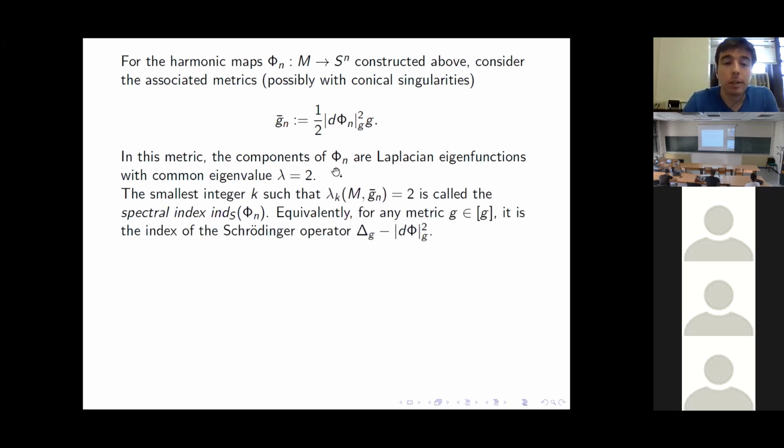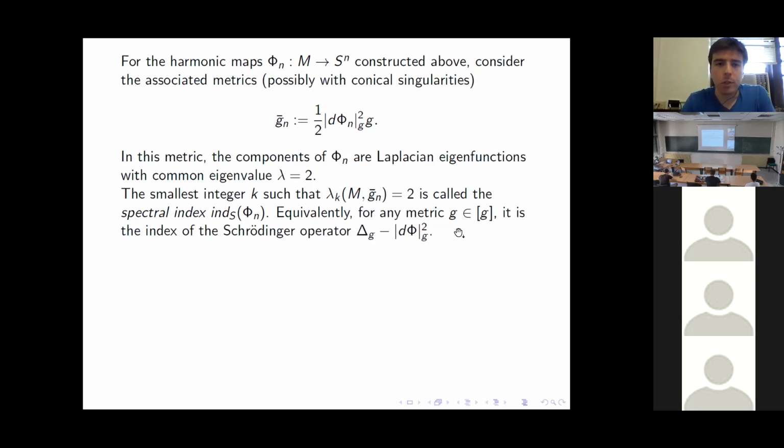So one can define this quantity called the spectral index, which just tells you where this eigenvalue 2 falls in the spectrum of the Laplacian for the degenerate metric. Okay, and so equivalently, this has a conformally invariant definition, where for any g in this conformal class, it's just going to be the index of the Schrodinger operator given by the Laplacian minus the energy density.